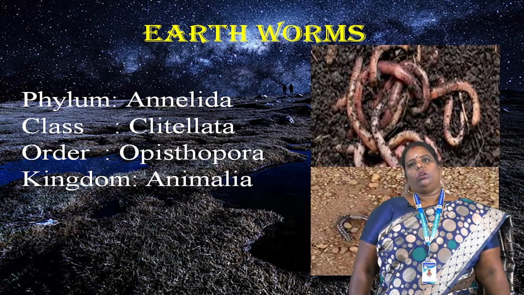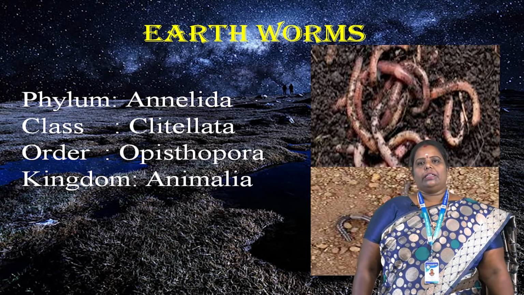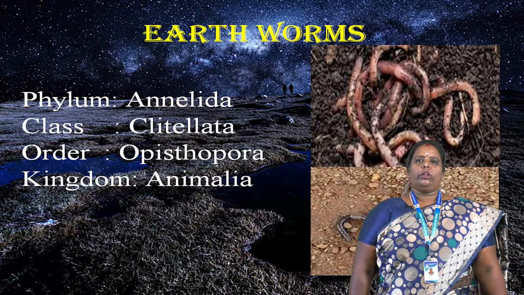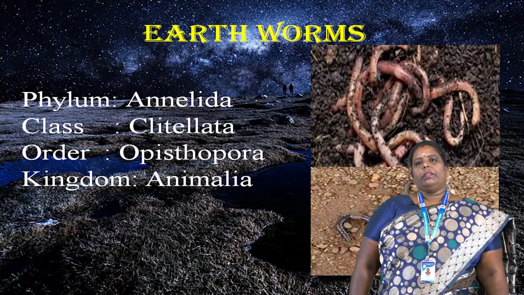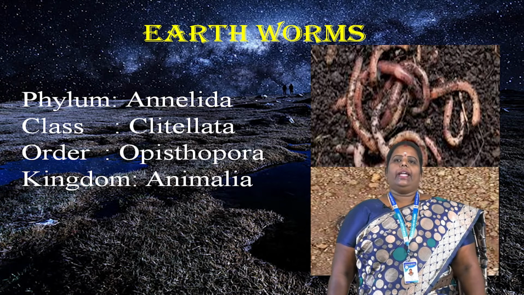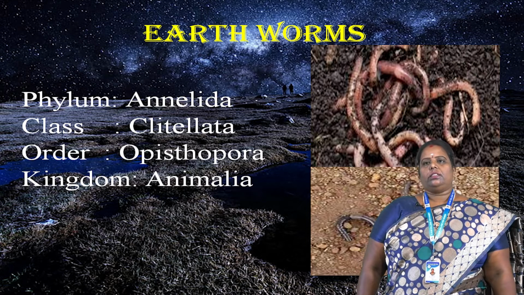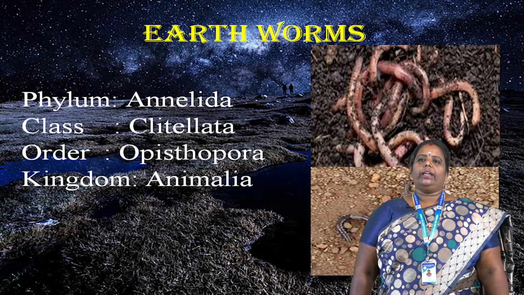Before that, we have to know what an earthworm is. What are the phylum, class and order of the earthworm? First, the phylum is Annelida, the class is Clitellata, the order is Opisthopora, and the kingdom is Animalia. These are the external structures we also have to know about the earthworm.